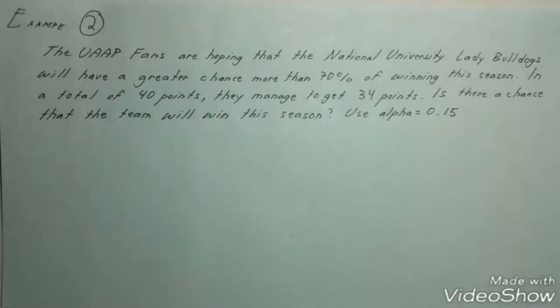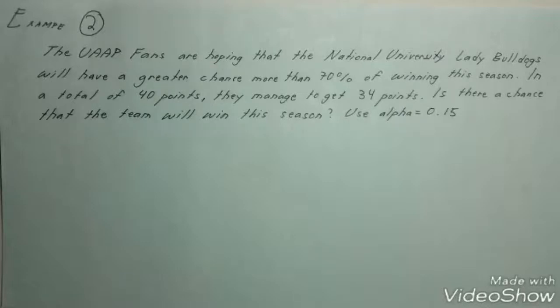Our example number 2 is about the UAAP. Fans are hoping that the National University Lady Bulldogs will have a greater chance, more than 70%, of winning this season. In a total of 40 points, they managed to get 34 points. Now, is there a chance that the team will win this season?